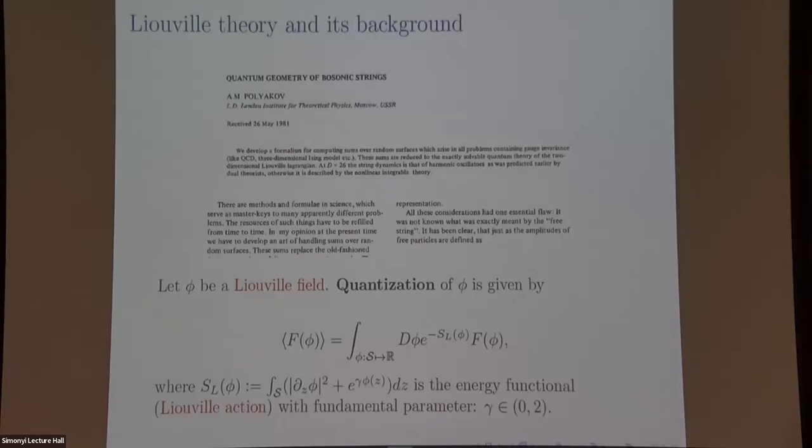So here, one thing to note, which makes Liouville theory special, is the form of this Liouville action. It is the integral of the gradient of phi squared plus the exponential of gamma times phi of z. This gamma is the fundamental parameter of the theory. Throughout my talk, this gamma will be varying in the interval 0 to 2.